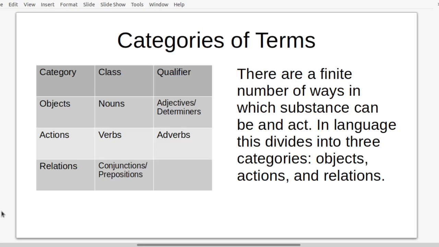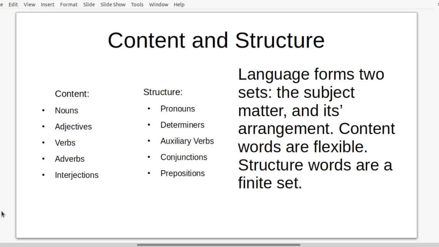So, let's see if I've read this. There are an infinite number of ways in which substance can be and act in language. This divides into 3 categories: objects, actions, and relations. This is more of our navigation tool set. From section 1 in the introduction, I fleshed out the navigation tool set.